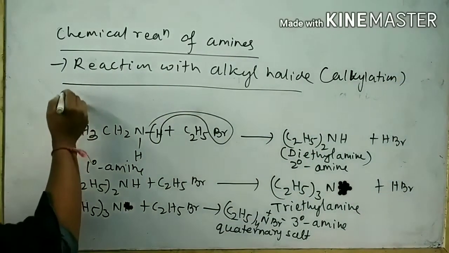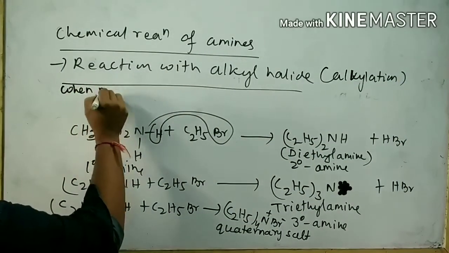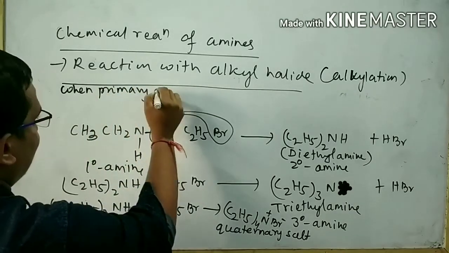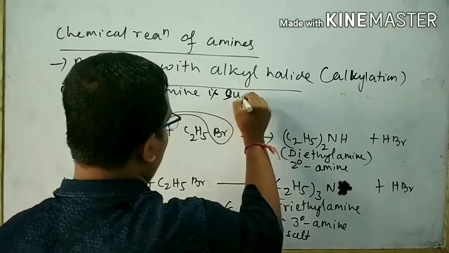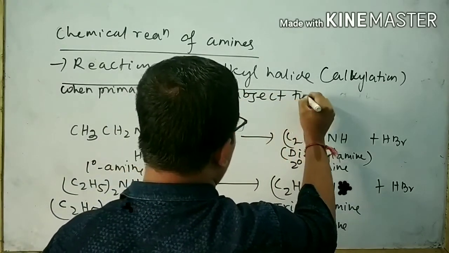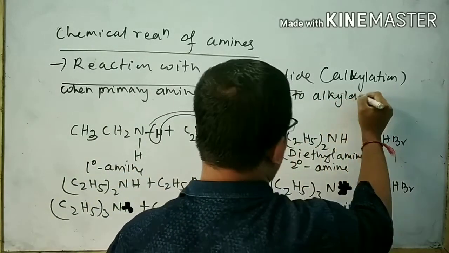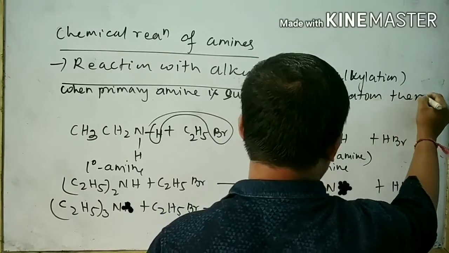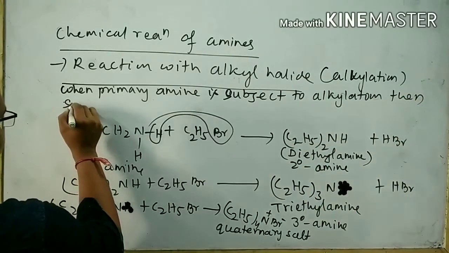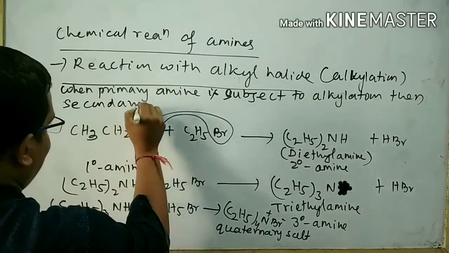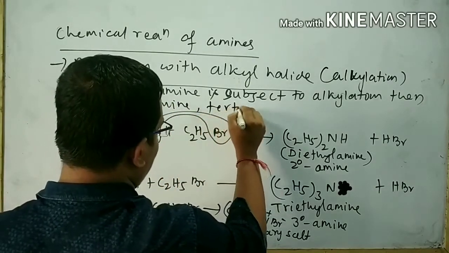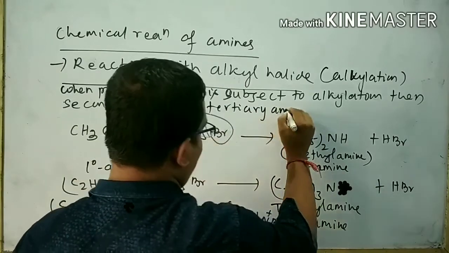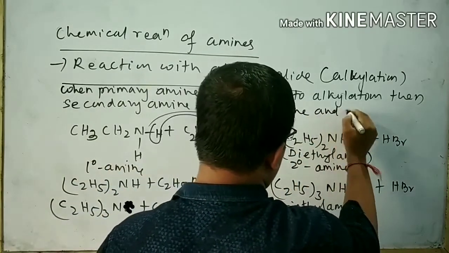We can write a statement: when a primary amine is subjected to alkylation, then secondary amine, tertiary amine and quaternary salt are formed.